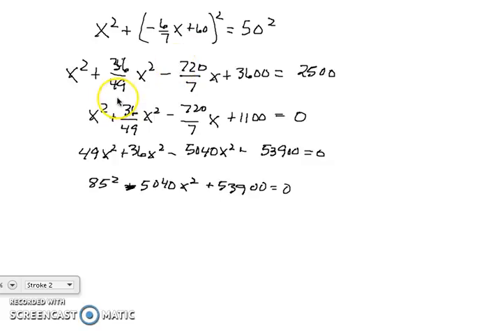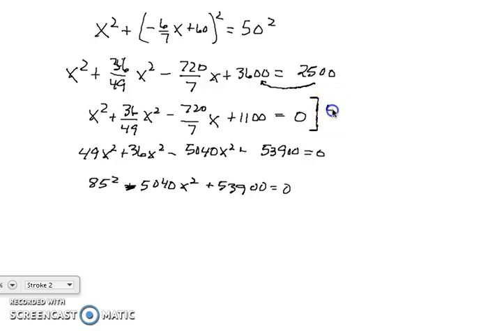Anyway, you'll get 36/49 x squared minus 720/7 x plus 3600 is equal to 2500. Then all I did is I just moved that 2500 to the left, and I got 1100. Now, it's easier to work with equations in ways that help you numerically to compute the terms.